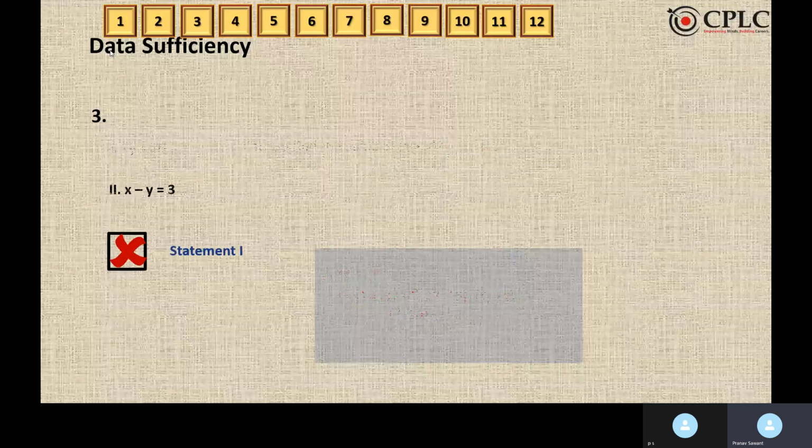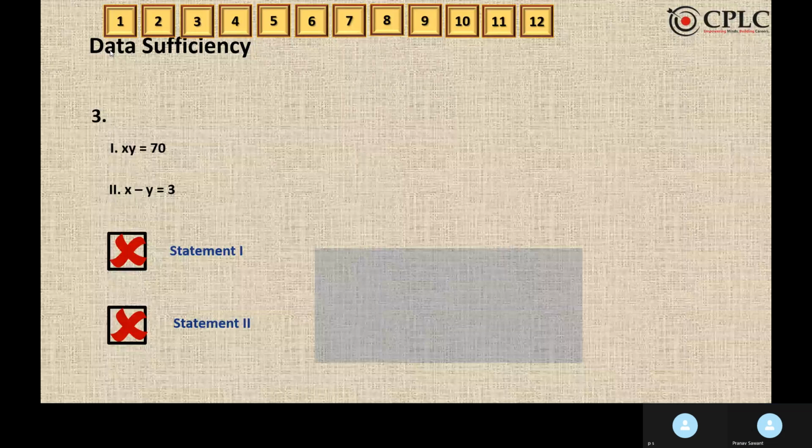Now let's make use of statement 2. X minus y is equal to 3. Now still, we cannot find out the answer. We cannot find out the value of x and y because x can take many values, y can take many values. So x can be 7, y can be 4, 7 minus 4 is 3. X can be 8, y can be 5, 8 minus 5 is 3. So we would get infinite values.